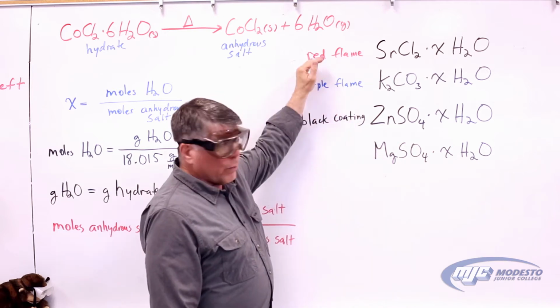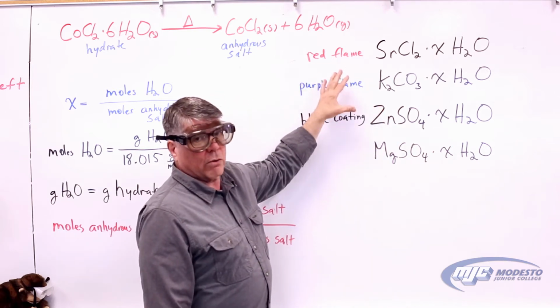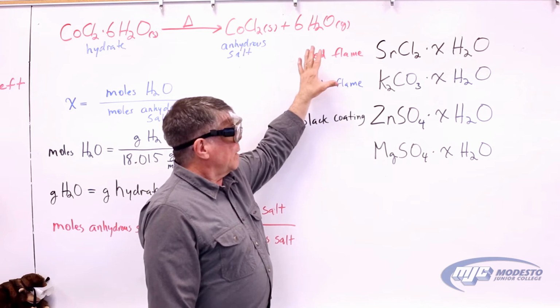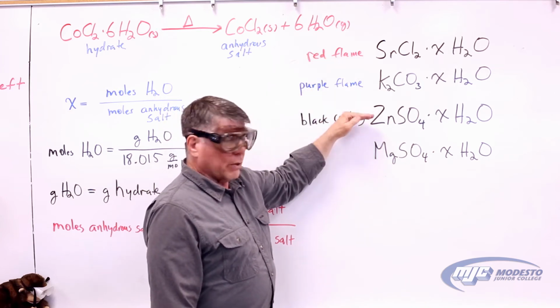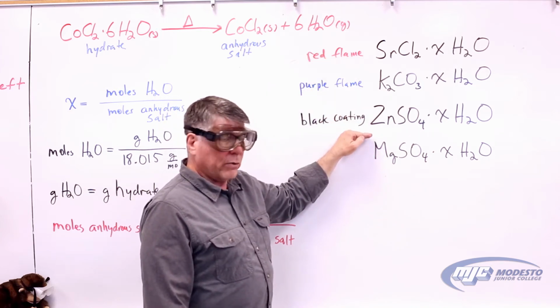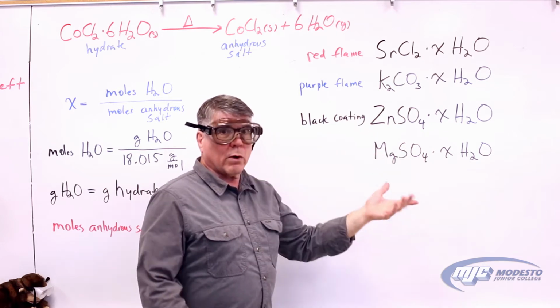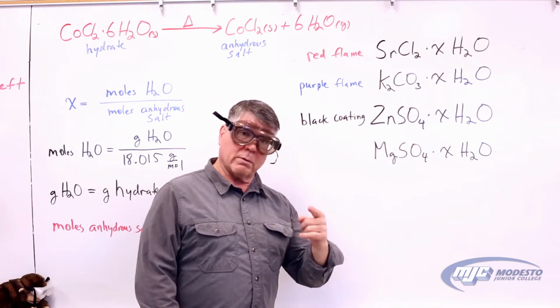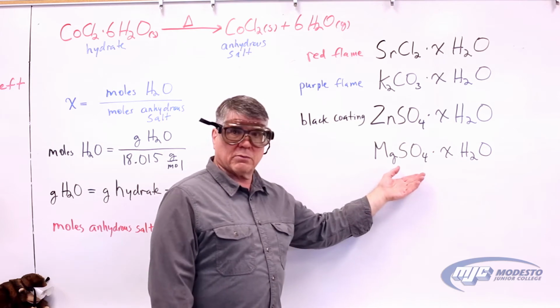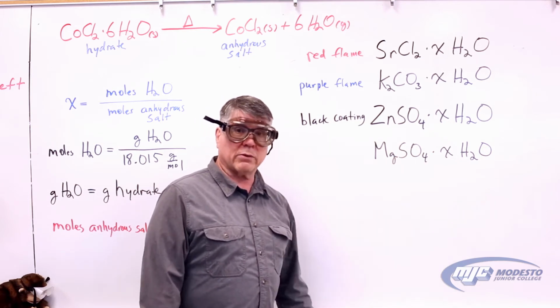So if you see that black coating, you know you have zinc sulfate. Remember, you only do this if we don't get any color on our flame, so we've eliminated those two. There are only two possibilities left. If you see the black coating, we know you have zinc sulfate. If you don't see that black coating, there's only one possibility left, magnesium sulfate. Now you know what your anhydrous salt is.